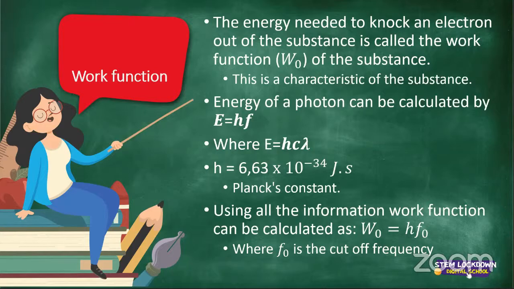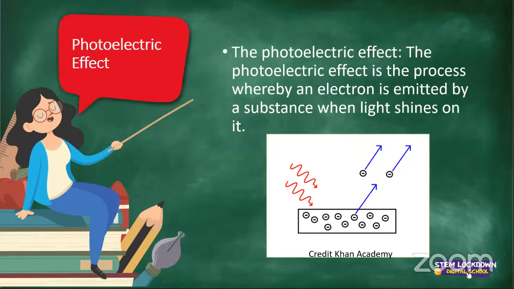And like I was showing, energy of a photon can be calculated using that formula, E is equal to hf, where h is your Planck's constant. And your Planck's constant is actually an amount of 6.63 times 10 to the negative 34 joules second. So the unit for Planck's constant is joules second.